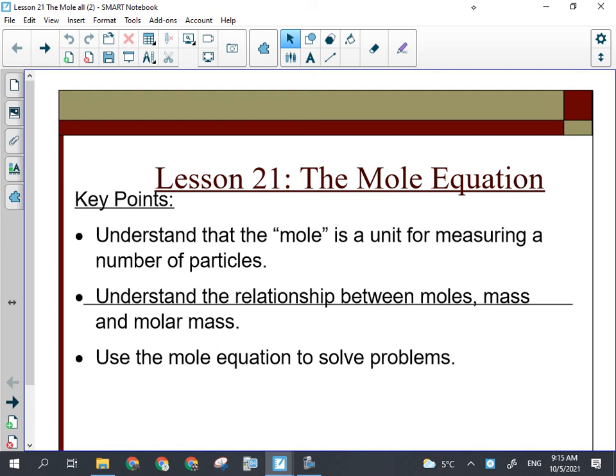So the purpose of the mole is to have a unit for chemistry that communicates the amount of particles of a material. Understand the relationship between moles, mass, and molar mass. That's going to be the mole equation. It's going to be a little bit of math, but it's really easy math. And then use the mole equation to solve problems. It's a simple 3-variable formula that you'll have no problem manipulating.